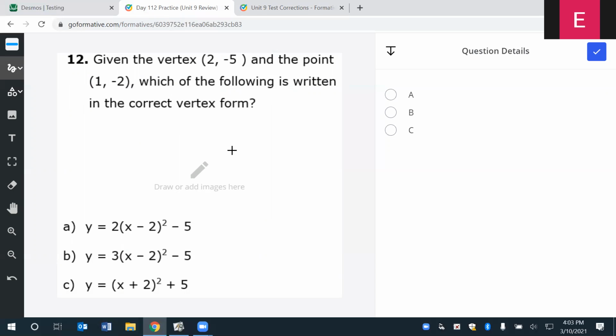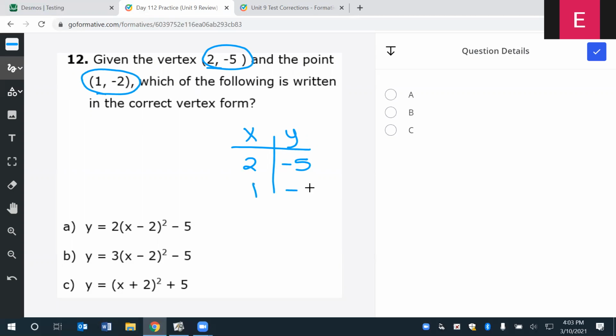So easy way to do this is using Desmos. So what you would do is you have to create a little table with X and Y, and then put those points that they're giving you in the table. 2, -5, and then this one, 1, -2. So I'm looking for this little table right here in one of these 3 equations. So I'm gonna try the first one. I'm gonna type this one into this one.